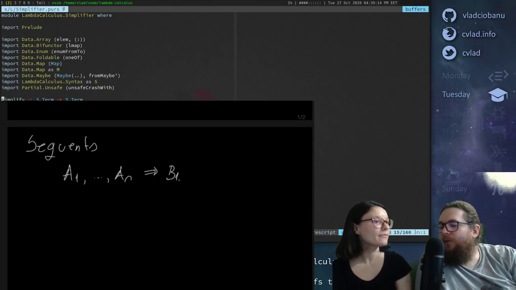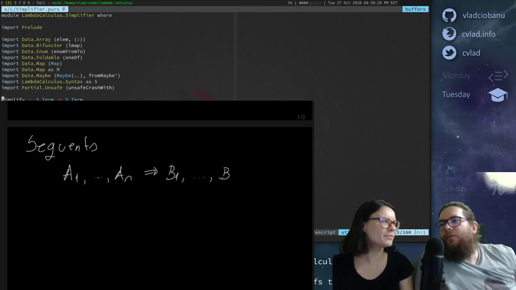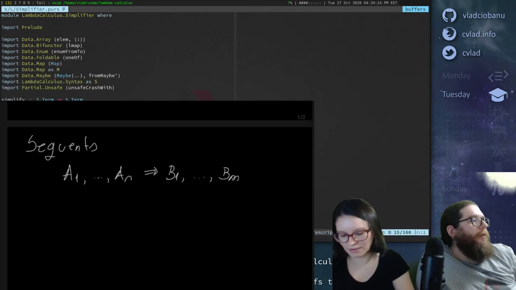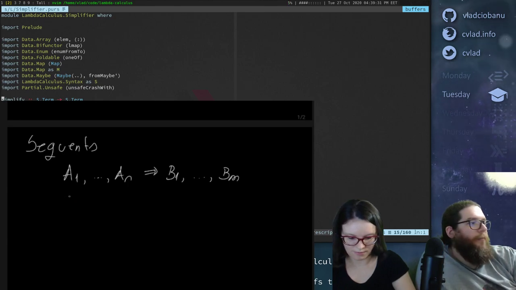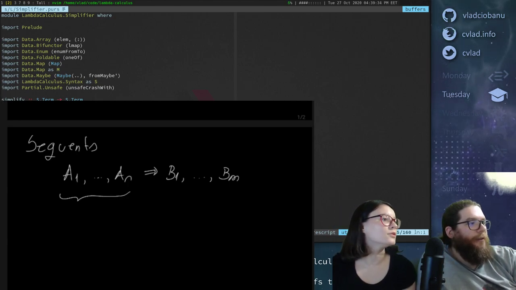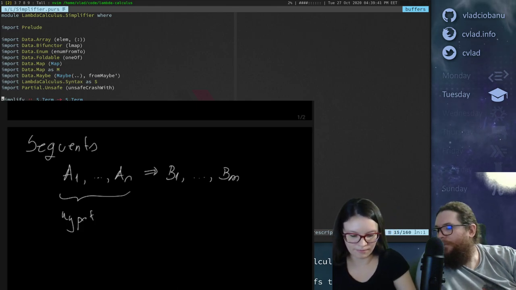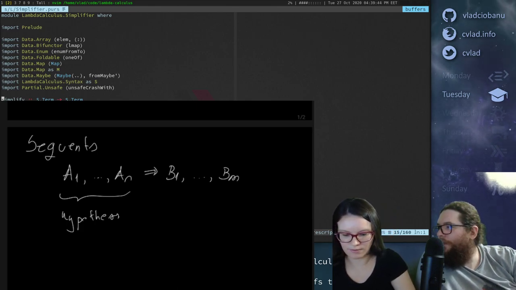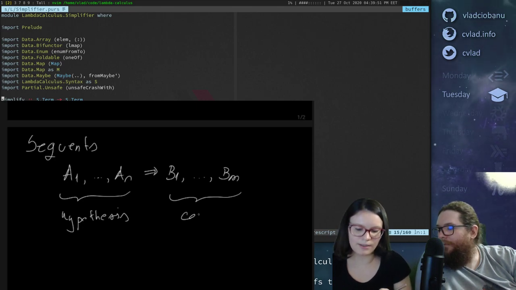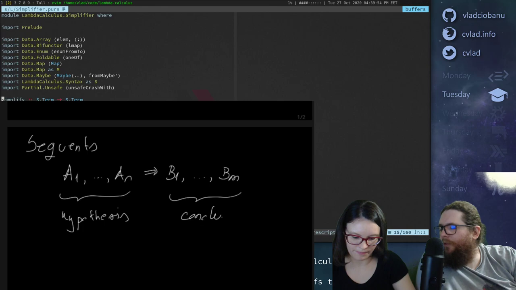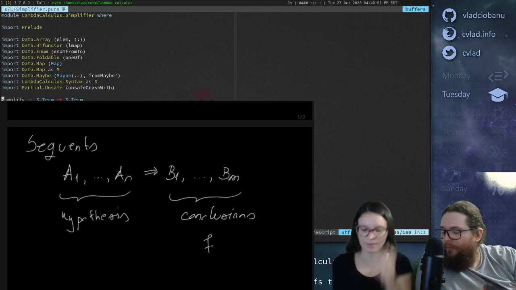So what's on the left-hand side? These are called antecedents and these are called succedents, but I will call them hypotheses. So these are hypotheses, and these are conclusions. Left-hand side hypotheses, right-hand side conclusions. All of these, A1 to An and B1 to Bm, are formulas in our logic. And this is a meta symbol in the sense that it's not part of the language of the logic.